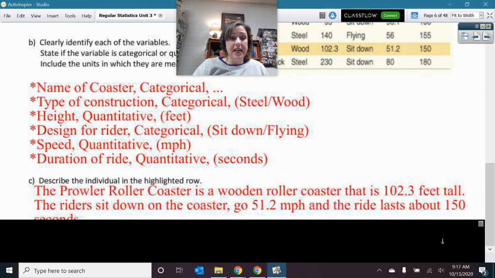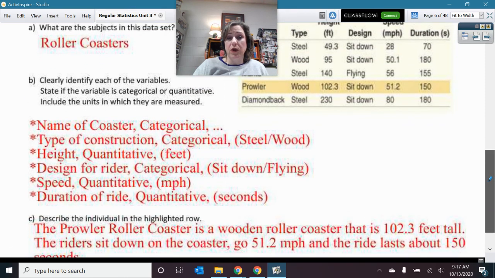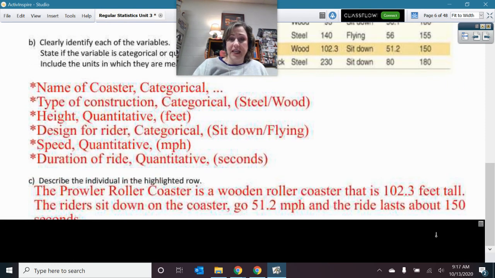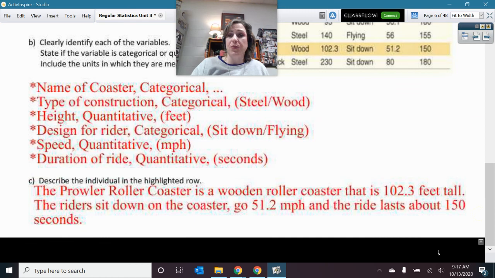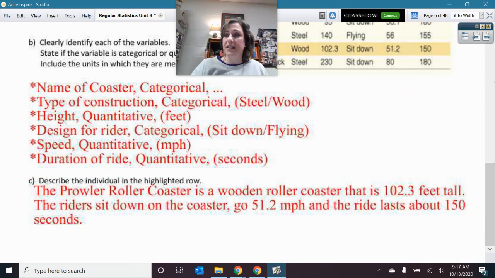All right. Now, what is it about that highlighted one? Well, it's a roller coaster named the Prowler. It is a wood roller coaster that's 102.3 feet tall. You sit down on it and you go 51.2 miles per hour for 150 seconds. I guess you reach 51.2 miles per hour; I don't know if that's an average or what. All right, that is your assignment that you first had on your categorical data.